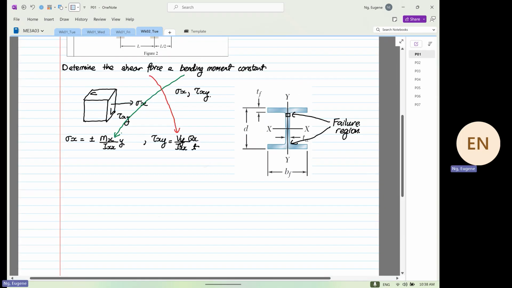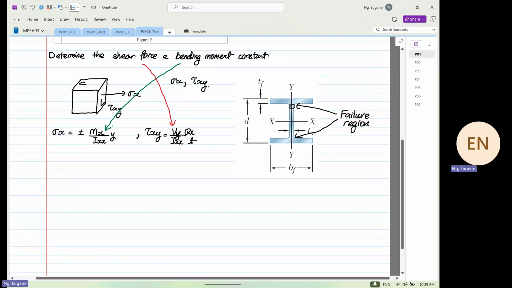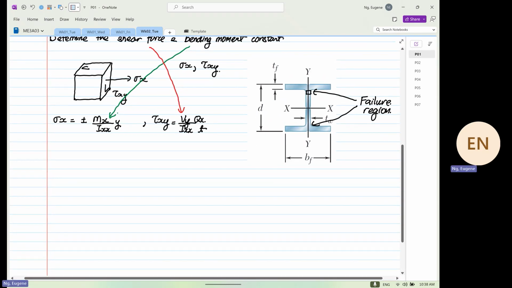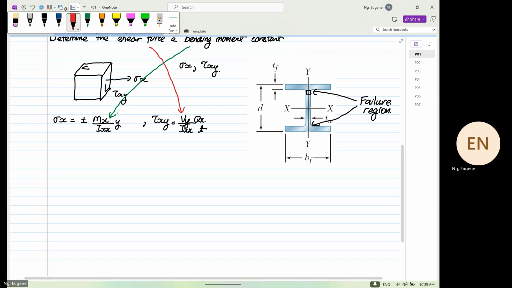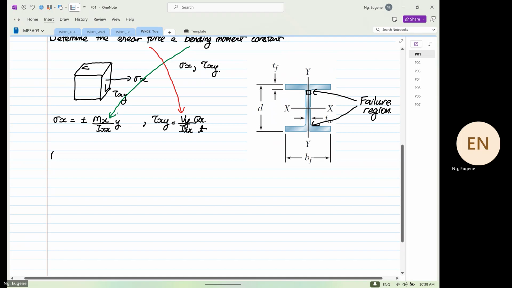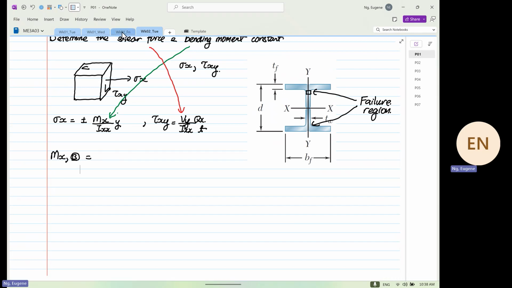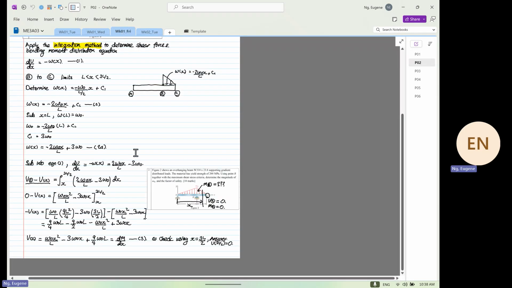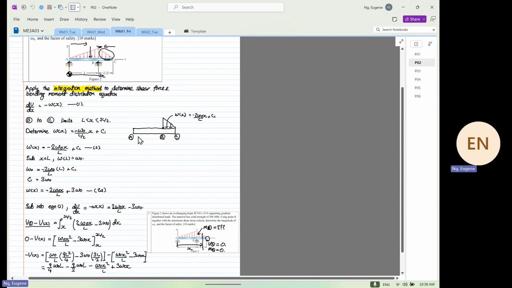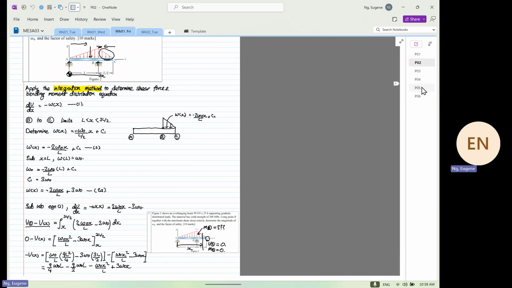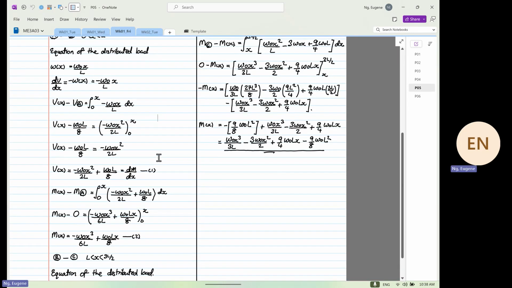From the previous slide, moment at point B will be equal to, so I'm going back over here, moment at point B, we're going to apply the equation which corresponds to this one. So V at X, we're going to apply this equation over here.